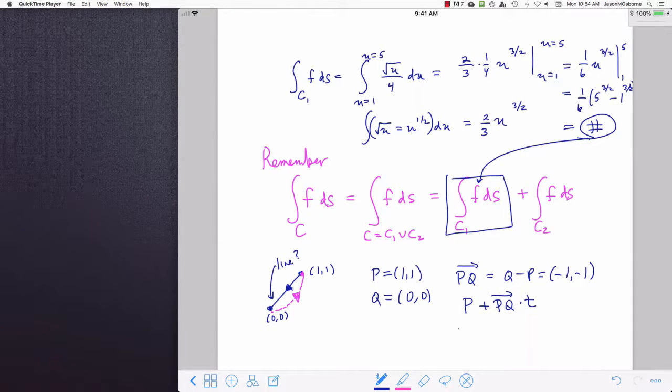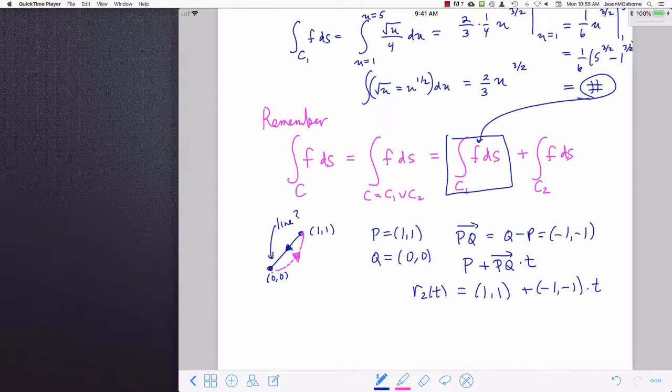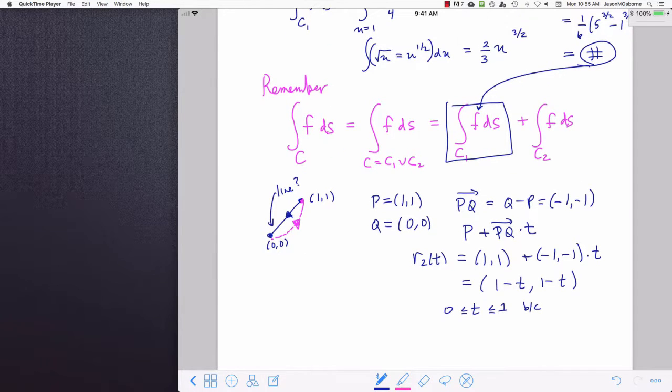The point P is equal to 1, 1. The direction vector is negative 1 times t. And therefore, our curve in this case is a line, 1 minus t, 1 minus t. And the times we're integrating along are from 0 to 1, because if you look at the second curve evaluated at time 0, you're at the point 1, 1, and then 1 second later, you're at the point 0, 0.